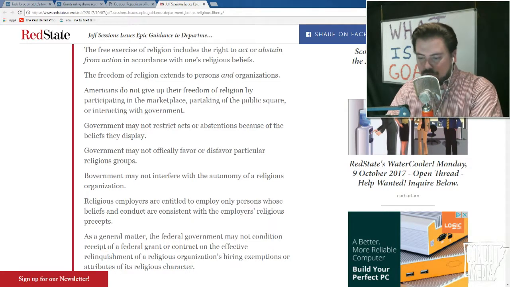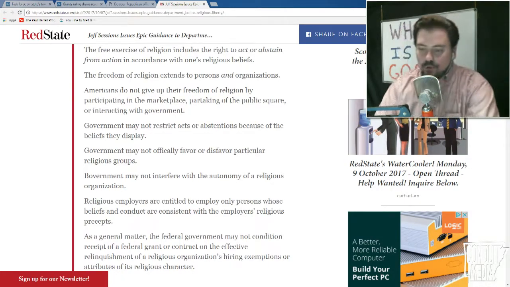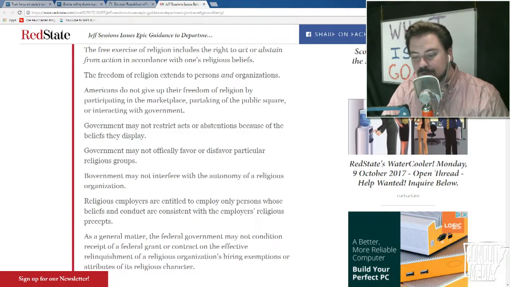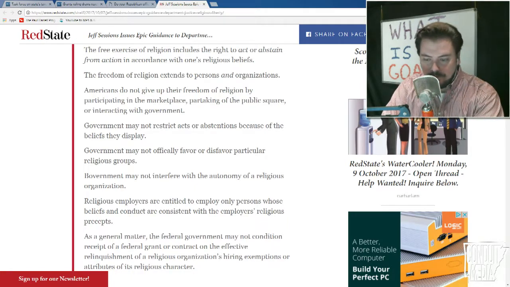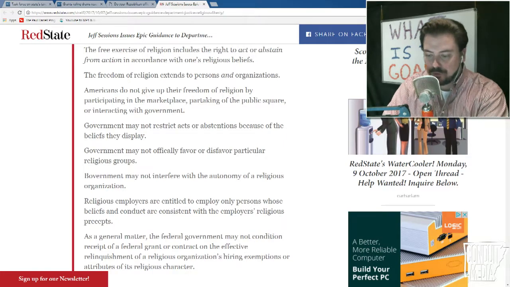He goes on, religious employers are entitled to employ only persons whose beliefs and conduct are consistent with the employer's religious precepts. How's that for an entitlement, leftists? Religious employers are entitled to employ only persons whose beliefs and conduct are consistent with the employer's religious precepts. It goes on, as a general matter, the federal government may not condition receipt of a federal grant or contract on the effective relinquishment of a religious organization's hiring exemptions or attributes of its religious character.